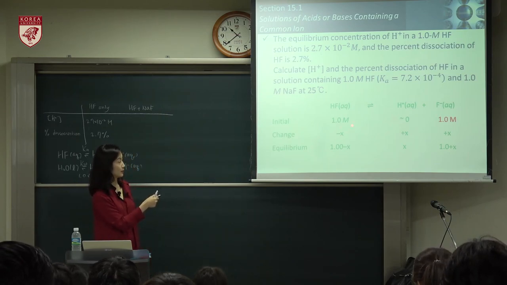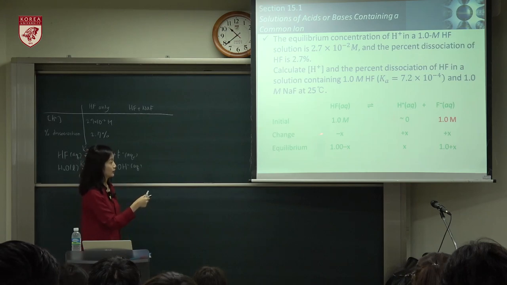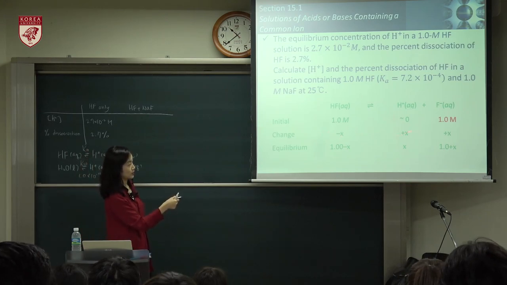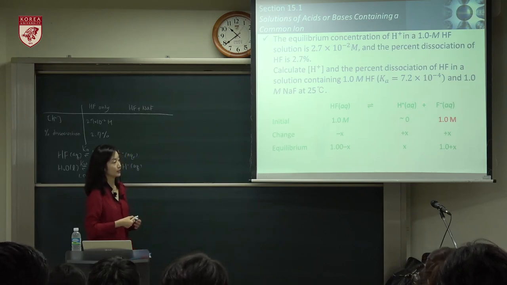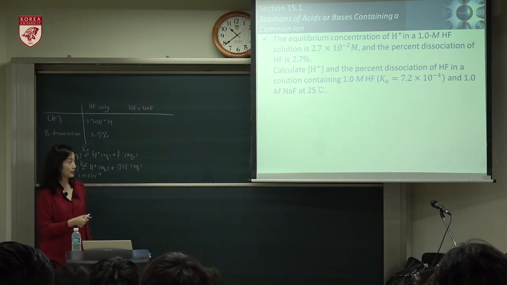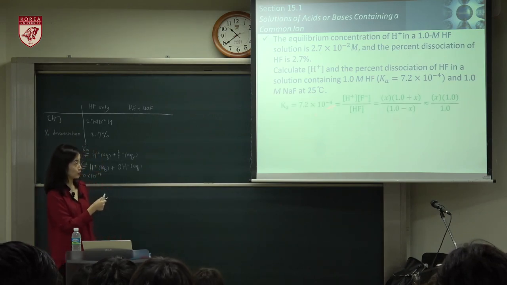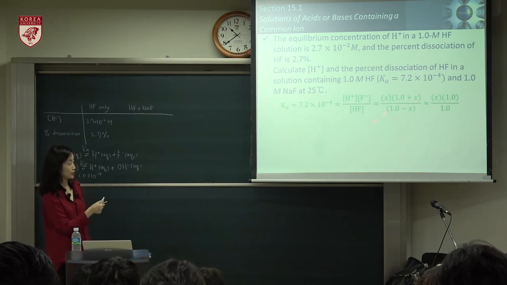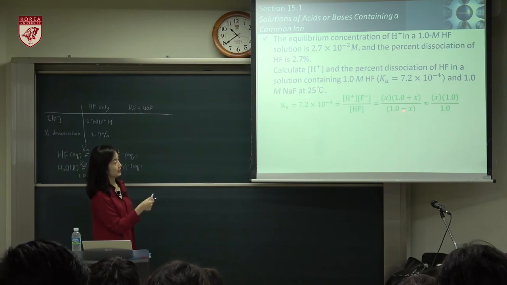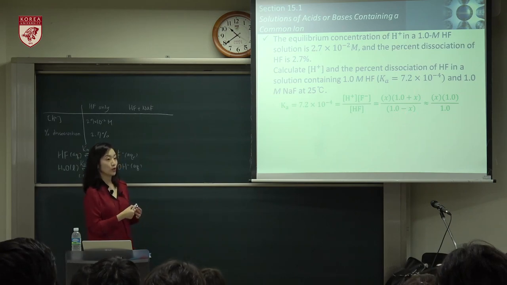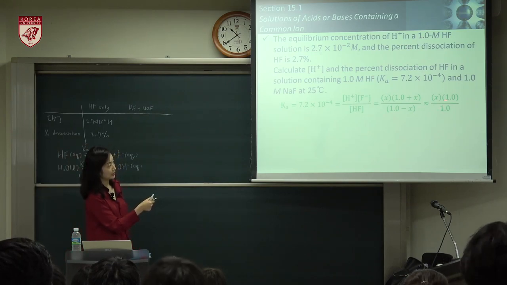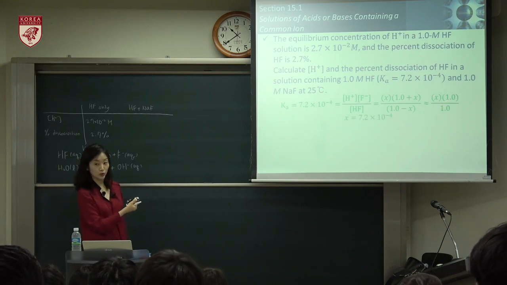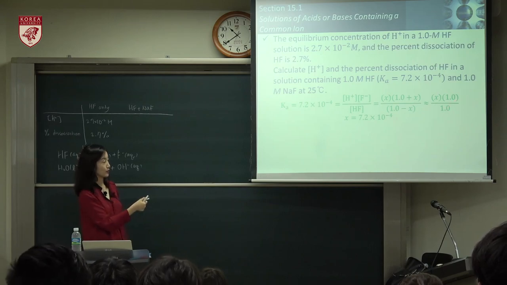If we let x be the amount that's dissociated from the HF, then we have a minus x, and then for the products, we have plus x and plus x, right? The equilibrium concentration of HF will be 1.00 minus x. For H plus, it's x, and for F minus, it's 1.0 plus x. We can then express the Ka value using the Ka equation using x, right? And since the Ka value is small, we'll assume that x is much smaller than 1.0. Okay, so we'll make an assumption. If we do that, then x is equal to Ka, since both concentrations are 1.